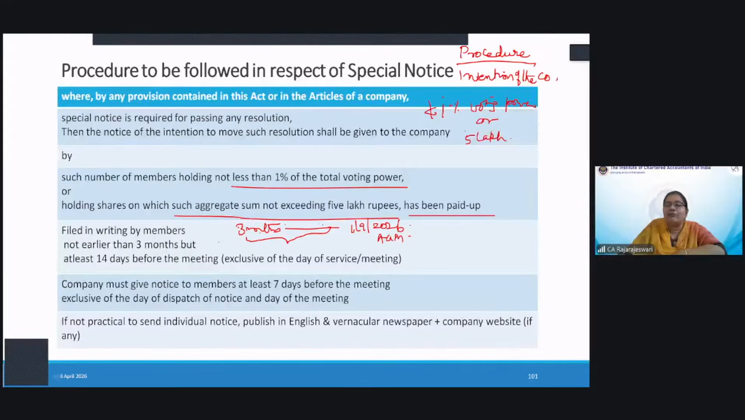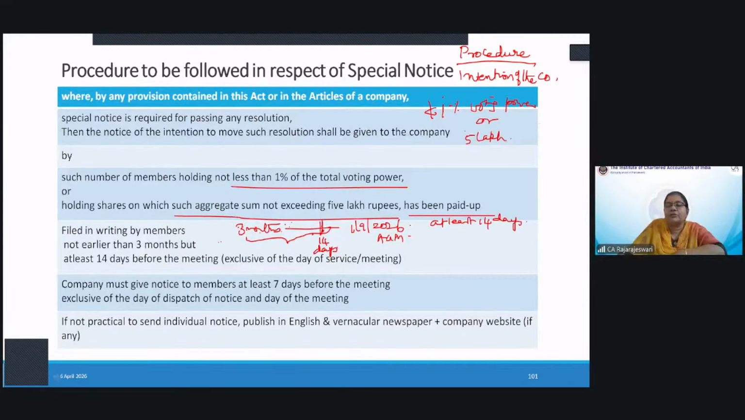At least 14 days before. So they have to give it between 14 days before, 28 days, 30 days, maximum 90 days. That is allowed, not earlier than 3 months. So approximately 90 days. So not earlier than 3 months and not less than 14 days. They should have at least 14 days.